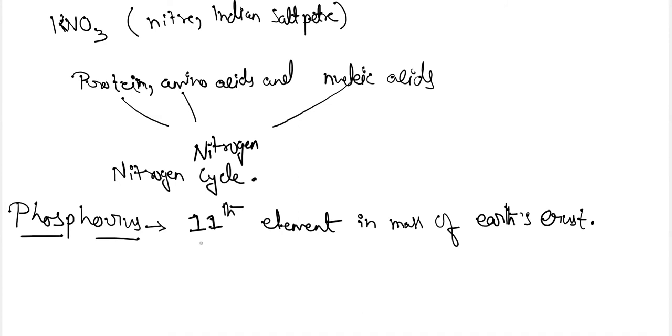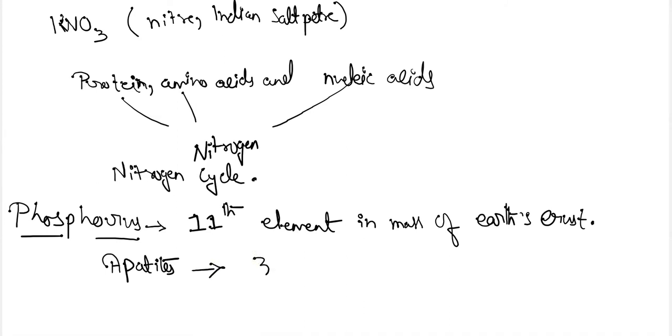All the known minerals of phosphorus are phosphates, and they all are orthophosphates. And if a major amount of phosphorus occurs in a single mineral family, then that type of particular mineral is termed as apatite.